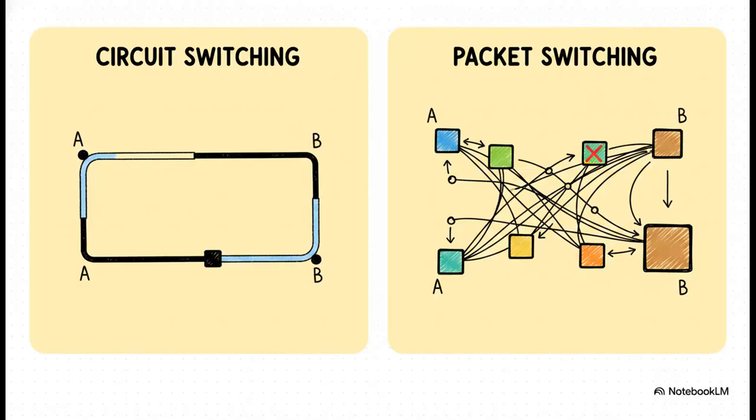Okay, so we've got our packets. How do they physically get from A to B? The old school method was circuit switching. Think of it like the old telephone system creating a dedicated private line just for your call.